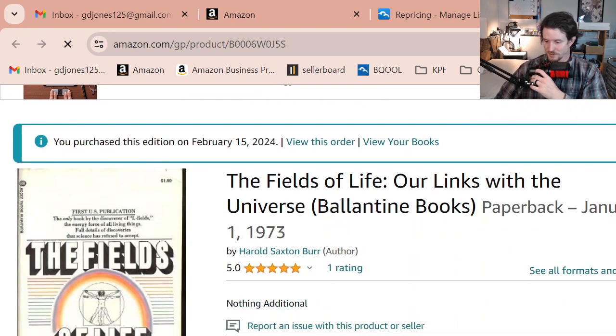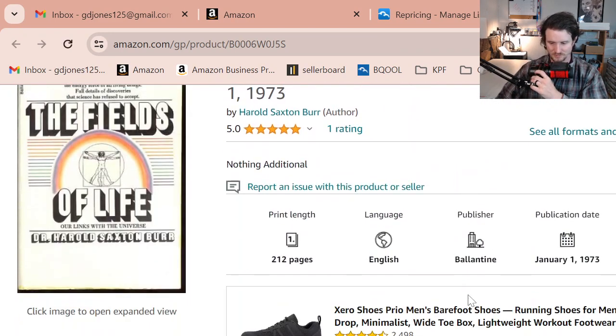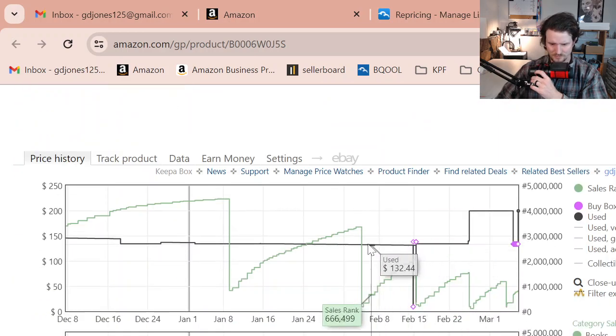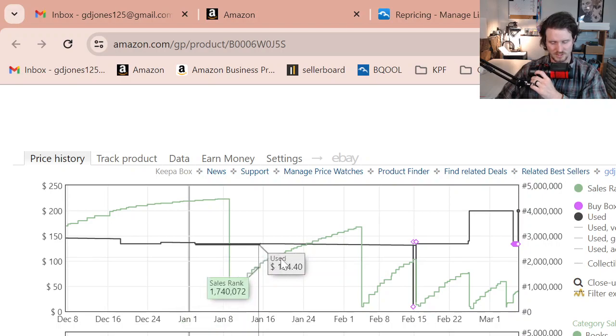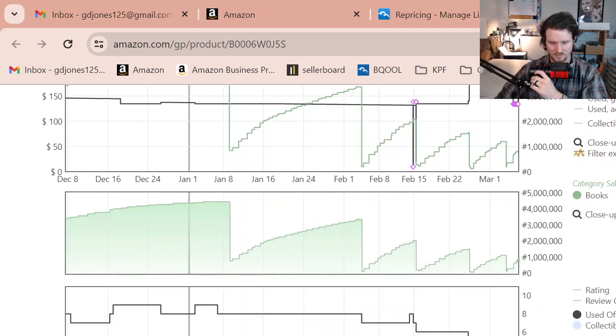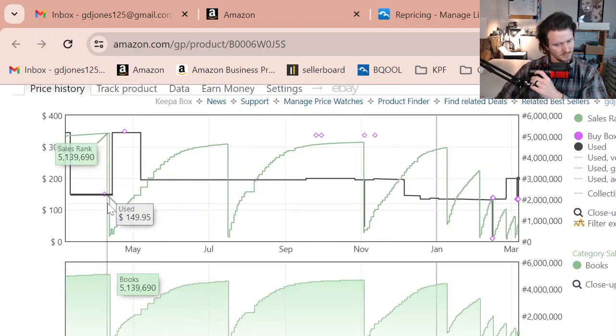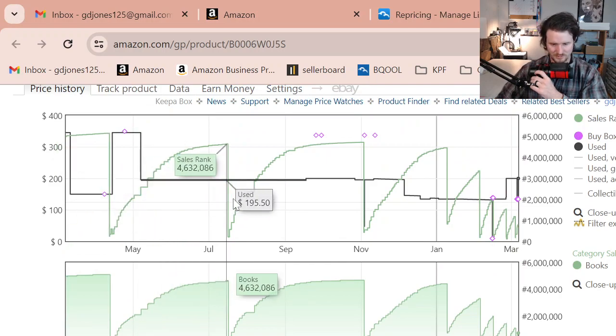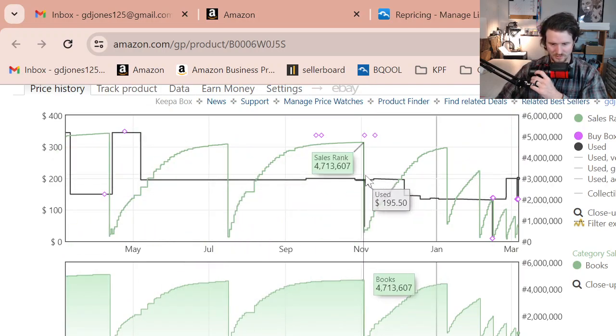Field of Life. Let's see here. So I bought it for $18.99. This one's dropped a few more times. This is the last 3 months. We pop it up to a year. It's tough. $195 right here. Dang, these buy box prices at $337. I would not try that.